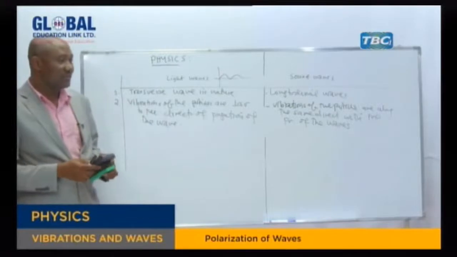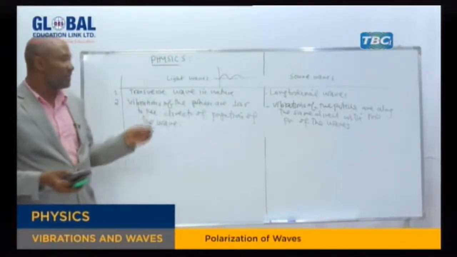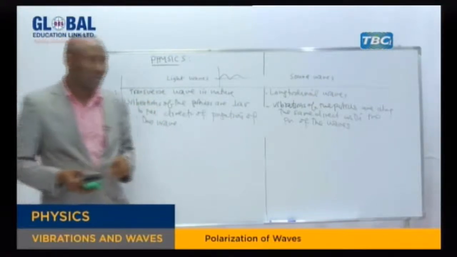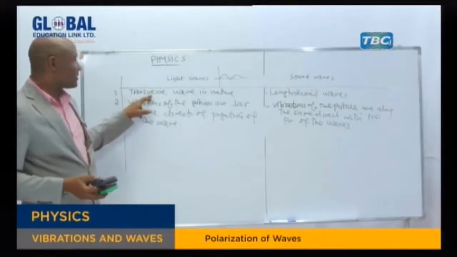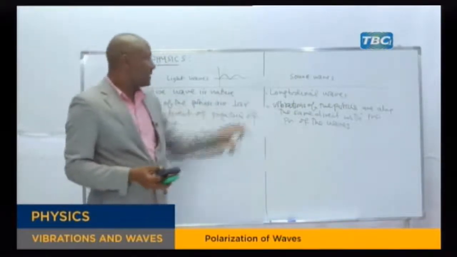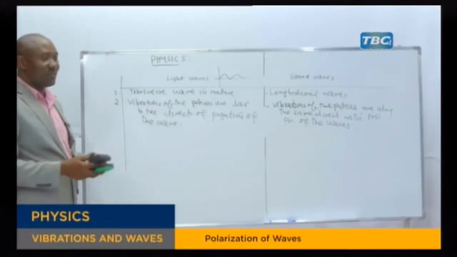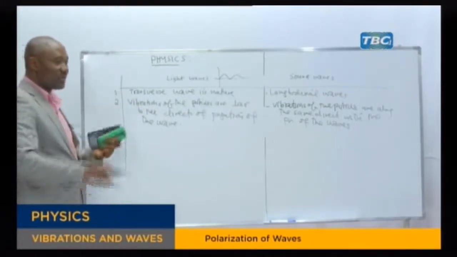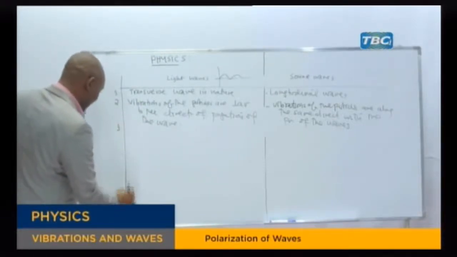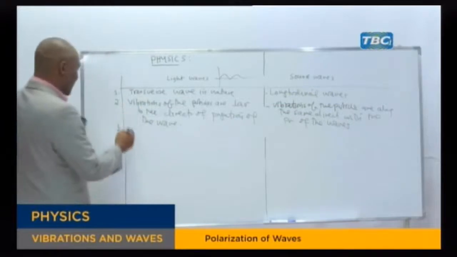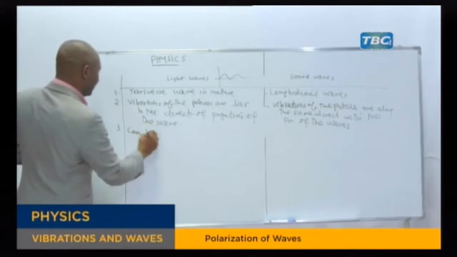It's very difficult to see here, but when you are told to give 4 differences, sometimes you may give points which are not basic. So that's point number 2. You base on the definition of the transverse waves, and then on the definition of the longitudinal waves. You can even give 6 points, depending on the nature of the question. Now, number 3: transverse light waves can be polarized.